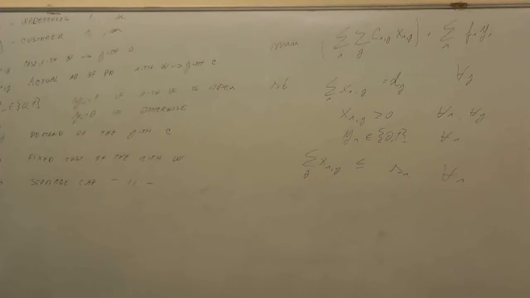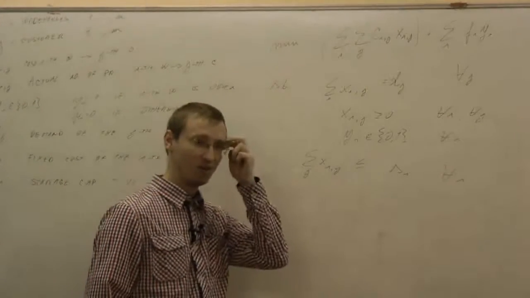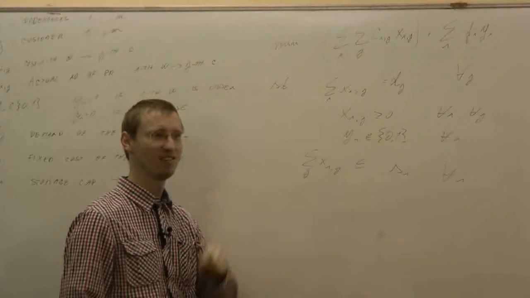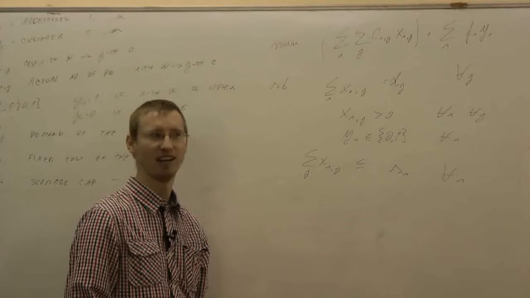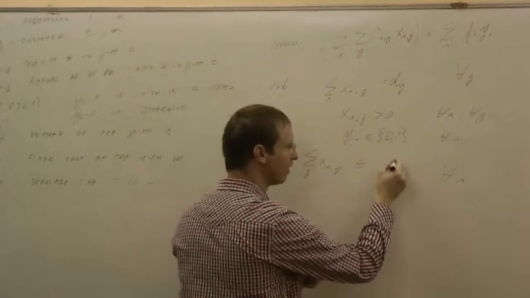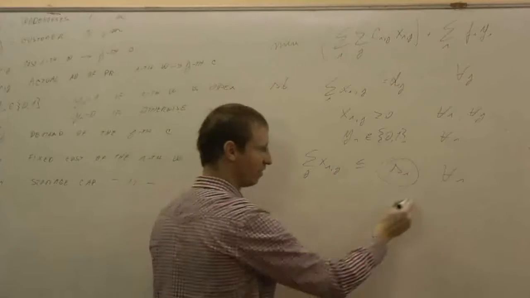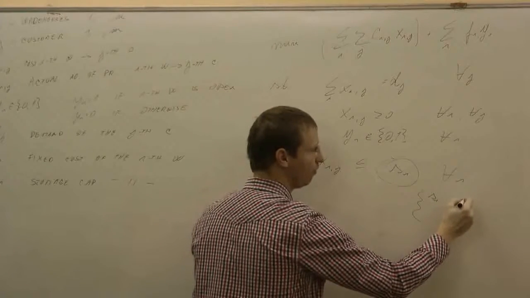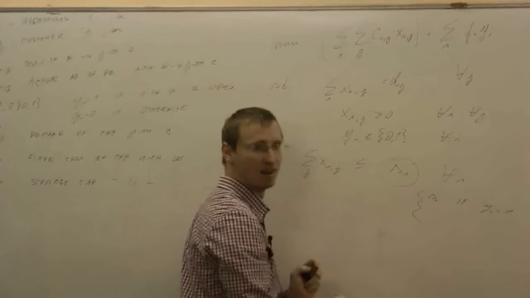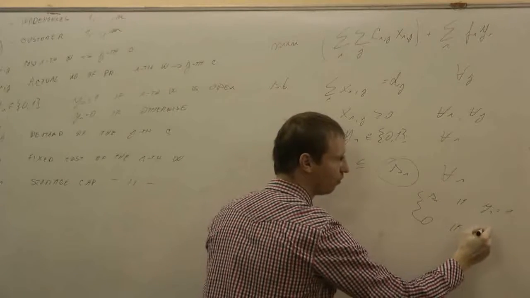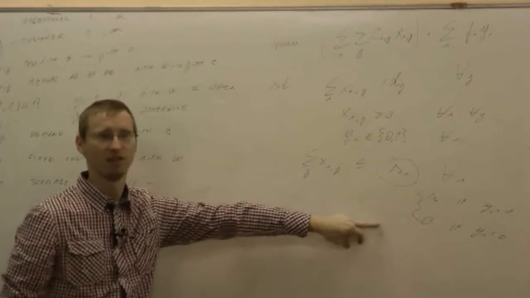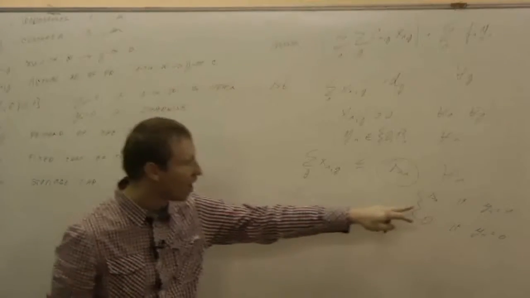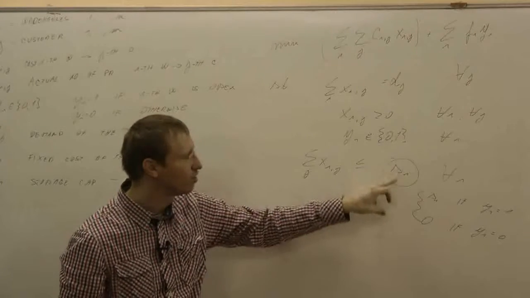What is the capacity of the warehouse when the warehouse is not open? 0. What is the capacity of the warehouse when it is open? 1 times Si. So how can we modify this constraint to account for that? Essentially, this right-hand side should be either Si if the warehouse is open, or it must be 0 if the warehouse is closed. Does this make sense? It does, right? Okay, so how can we now include this if-then statement here?